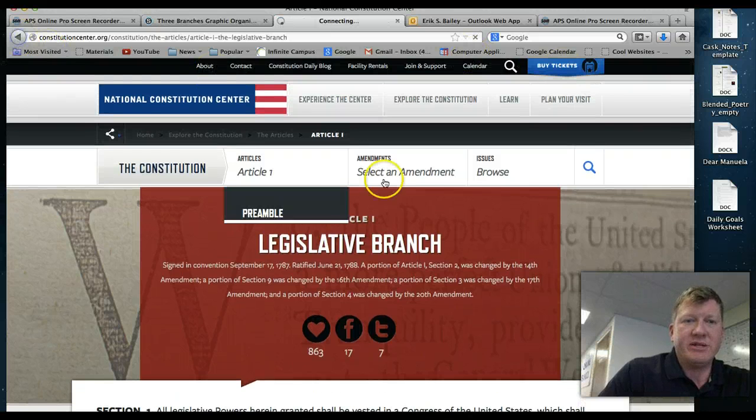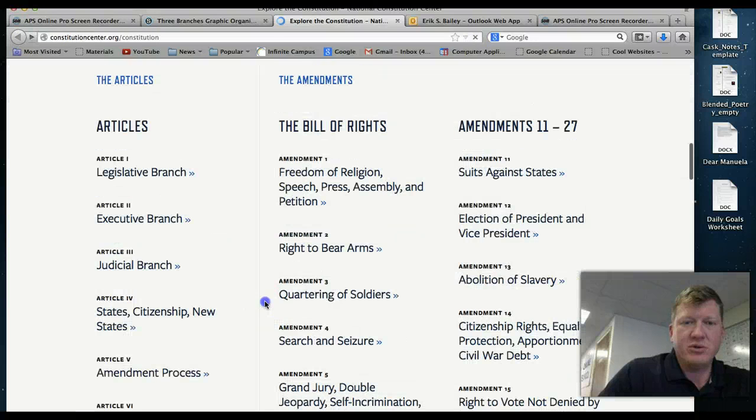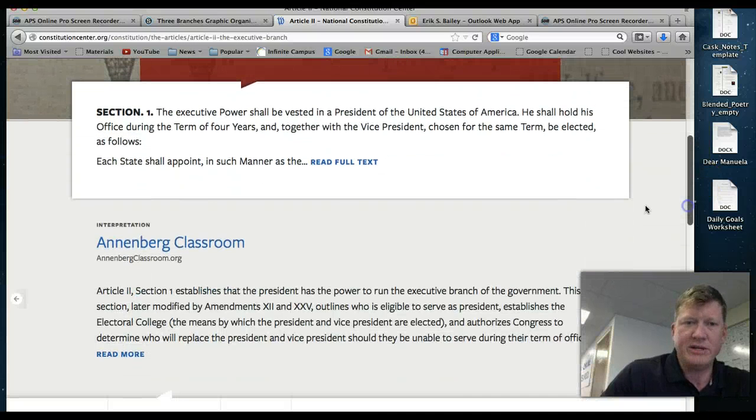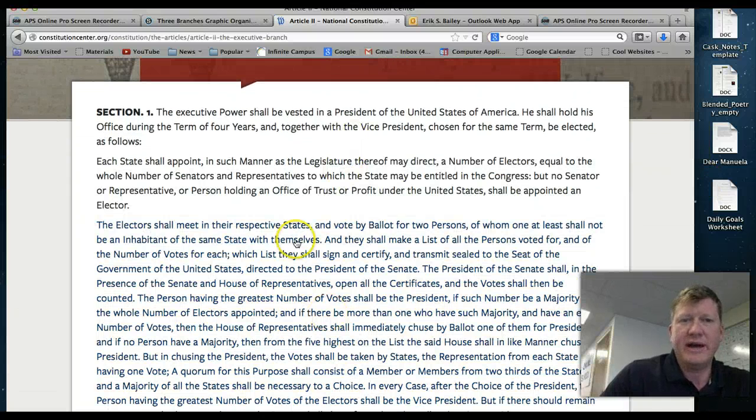So if you're looking up the executive branch, you look in Article 2. You go to the executive branch. It has the same things: the requirements, like how old you have to be to be president, and read the full text and all that. That's how it's set up.